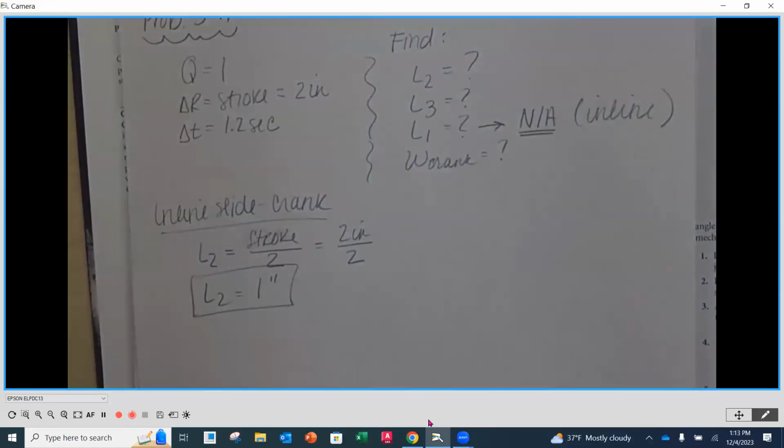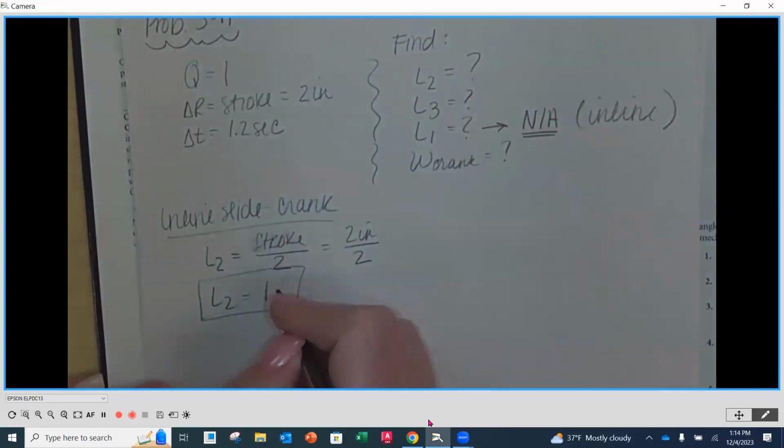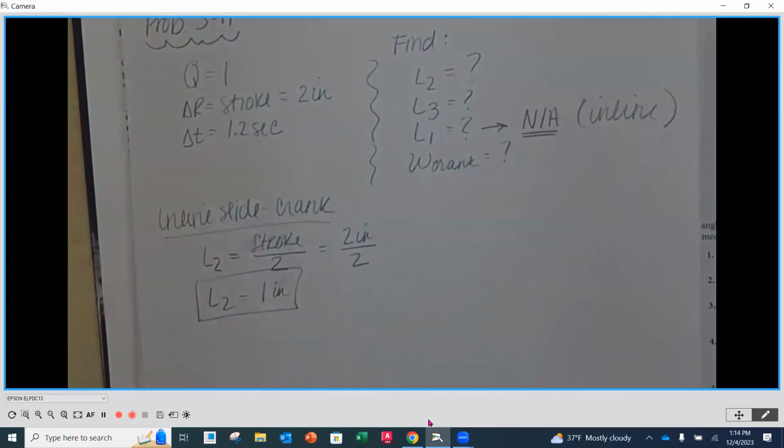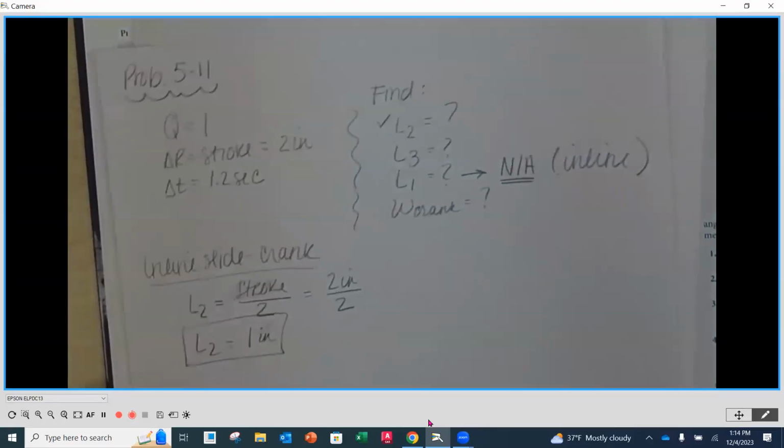Do you care what variable we use for stroke? I don't. Either delta R or stroke. Pick one. Again, I don't know why they use delta R. To me, D, stroke, let's keep it simple. Delta R, I know. I'll put inches there. All right. So we have our L2 done. We know that it's going to be 1 inch.